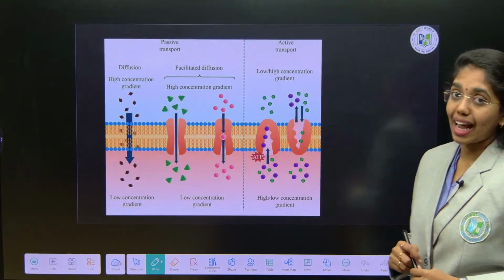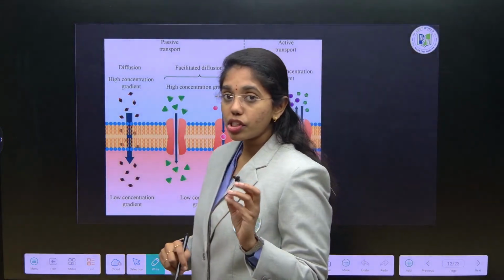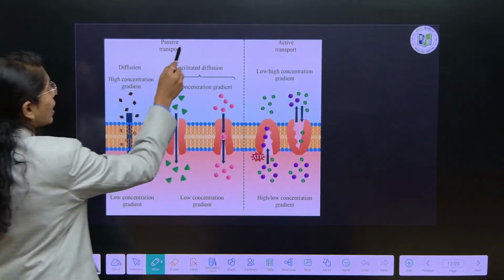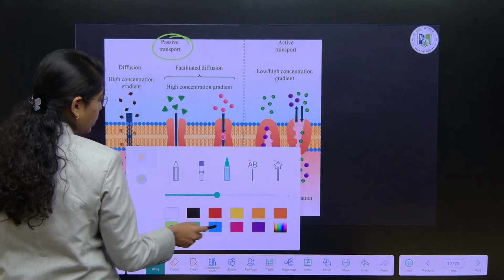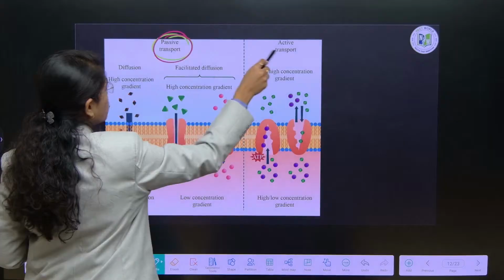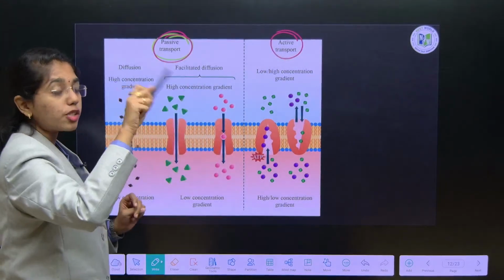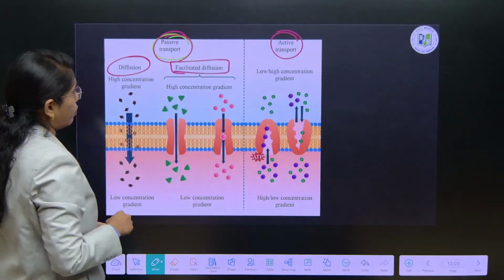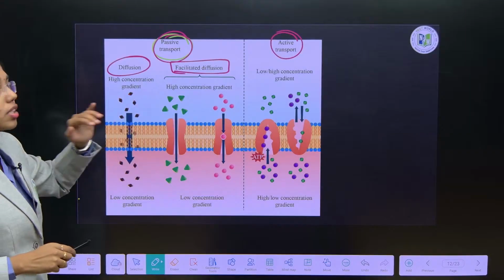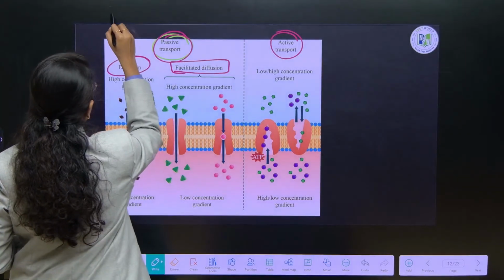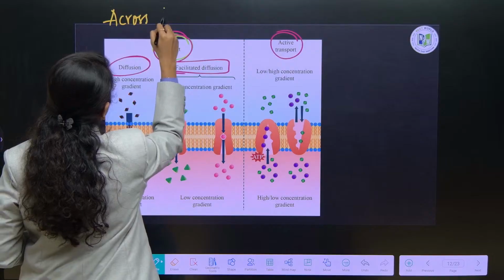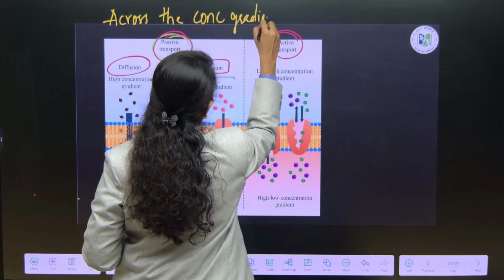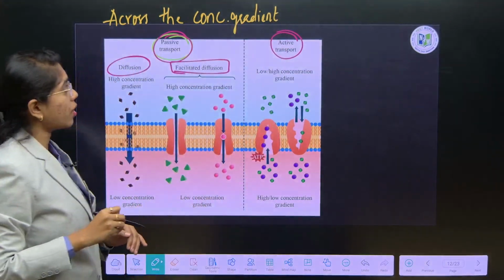Next we will see the transport. Cell membrane plays a crucial role in the transport. We have two types of transport: one is passive transport, second is active transport. Passive transport is again of two types. One is diffusion, second is facilitated diffusion. Passive transport is along the concentration gradient.